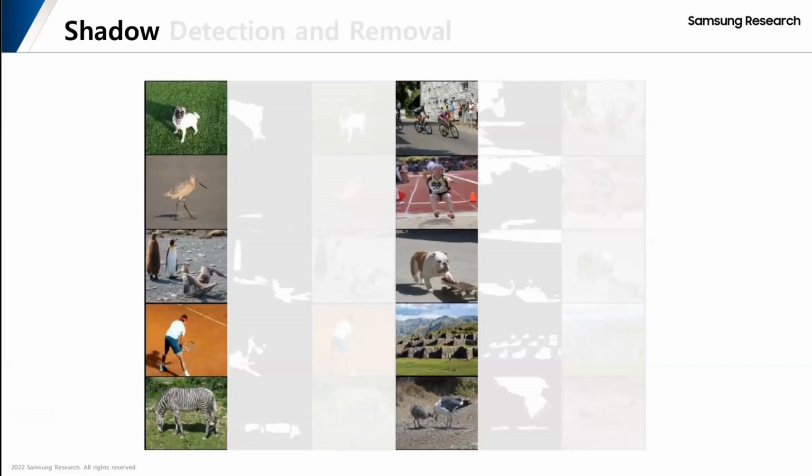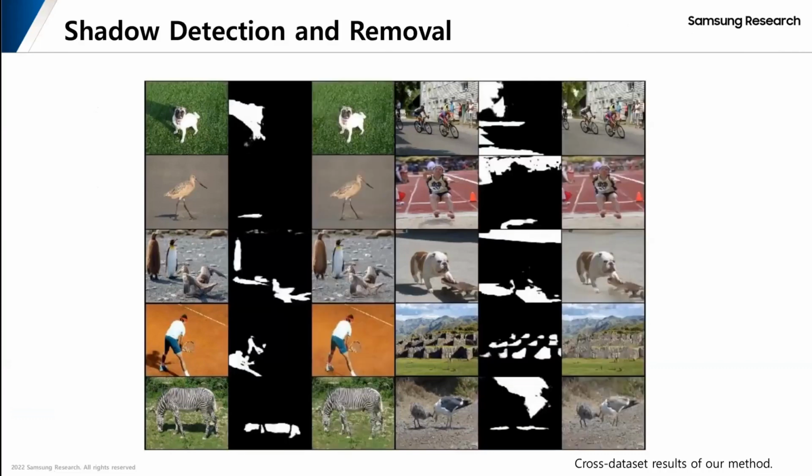Shadows have a large impact on vision. They provide cues for seeing geometry and also negatively impact the performance of other vision tasks. Detecting and removing the shadows are therefore of great interest.